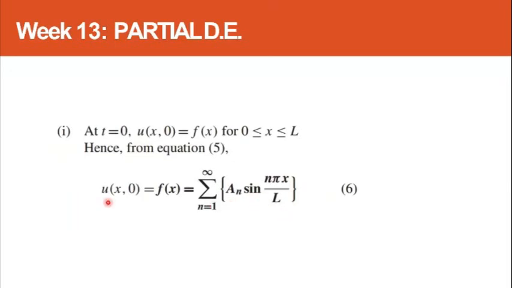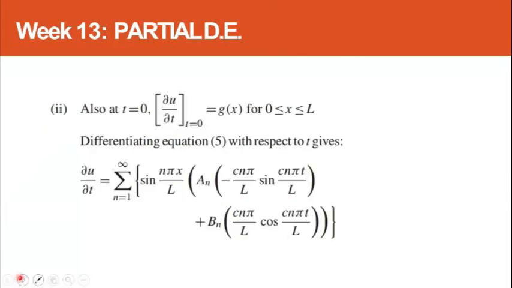So, we have u(x,0) equal to f(x), which is equivalent to the summation from n is equal to 1 to infinity of a_n times sin(n pi x over L). And we discussed this category earlier, right? In the first one, we have t equal to 0, where our g(x) is also equivalent to the first derivative of u with respect to t.